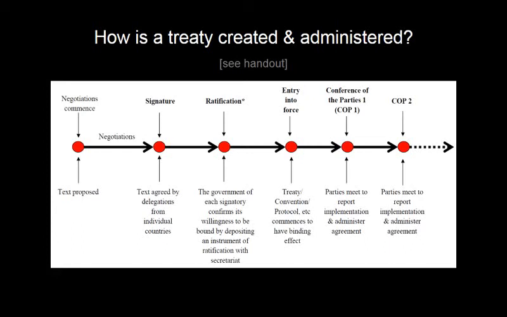So the United States government wants to negotiate a trade agreement with France. So they send a delegation of negotiators to France to agree on the text. And they give them certain instructions, but the details get worked out in France.